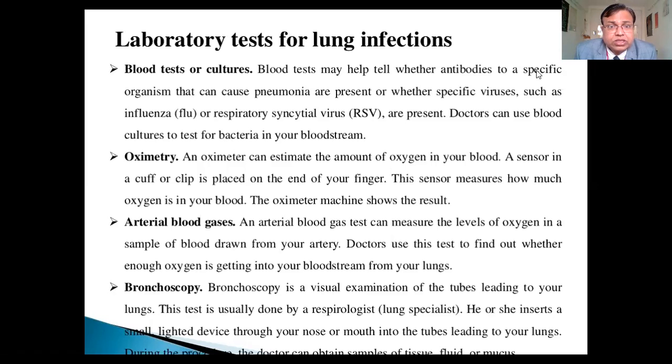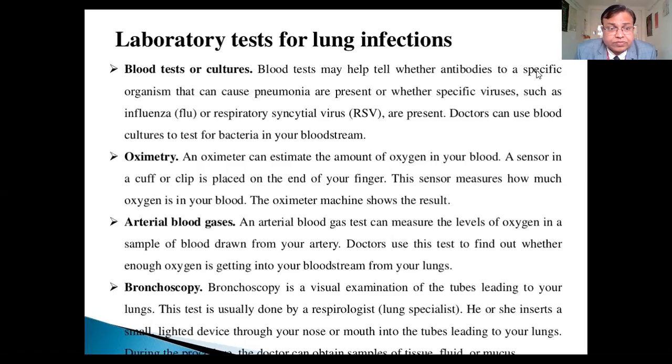Blood test or culture test. The blood test may help to tell whether antibodies to a specific organism that can cause pneumonia are present, and whether a specific virus such as influenza, flu, or respiratory syncytial virus (RSV) is present or not. The doctor can use the blood culture to test for bacteria in the bloodstream.